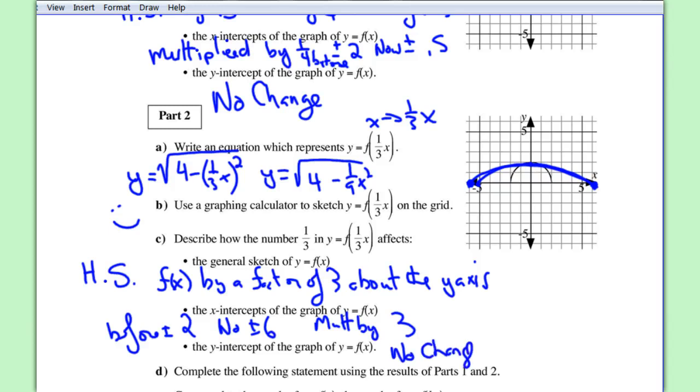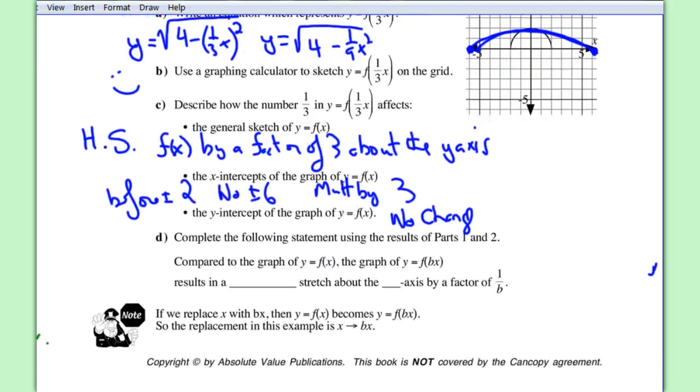So what are the conclusions that we make as a result of part 2? Well, compared to the graph of f at x, the graph of f at bx results in a horizontal stretch about the y-axis by a factor of 1 over b. So in other words, if you see 1/2, it really means there's a horizontal stretch by a factor of 2.